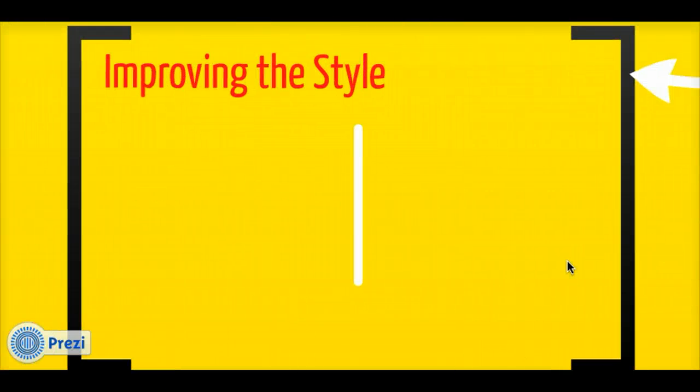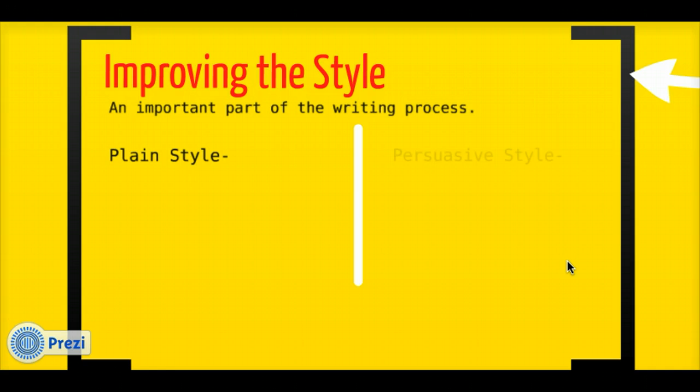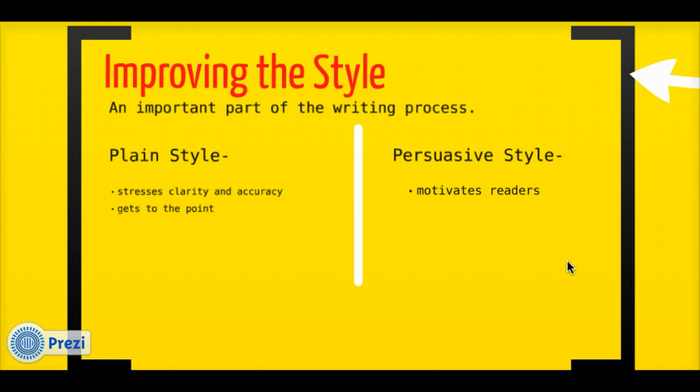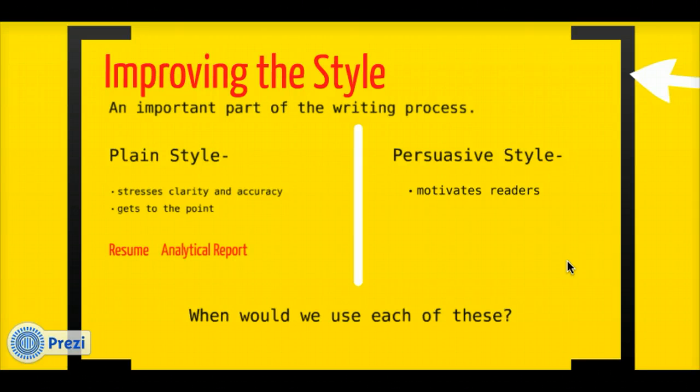Improving the style is the next step in the writing process. In this class, we will focus on plain style and persuasive style. Plain style stresses clarity and accuracy, and it gets right to the point. Persuasive style is designed to motivate readers. When will we use each of these? Well, the resume is plain style, so is the analytical report and the activity report. We'll use persuasive style for the cover letter and the proposal.